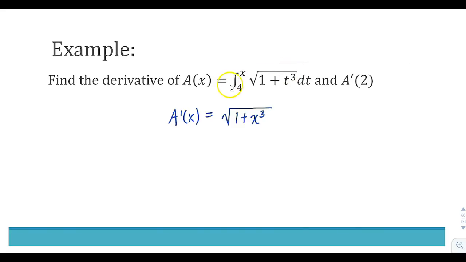So essentially the idea is that the derivative and the integral are inverse functions, and they basically cancel each other out. So we no longer have an integral because we took the derivative, and the derivative and integral are gone. We just have the integrand, but replacing the dummy variable with the variable x. And now A prime of 2, we have to take the derivative before we can plug in the number, so we're just going to substitute in 2. We get 1 plus 2 cubed, so the square root of 9, which is 3.